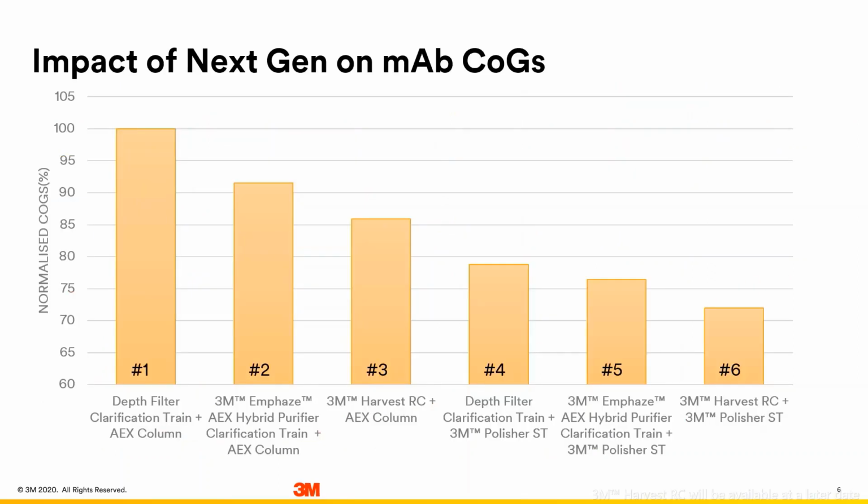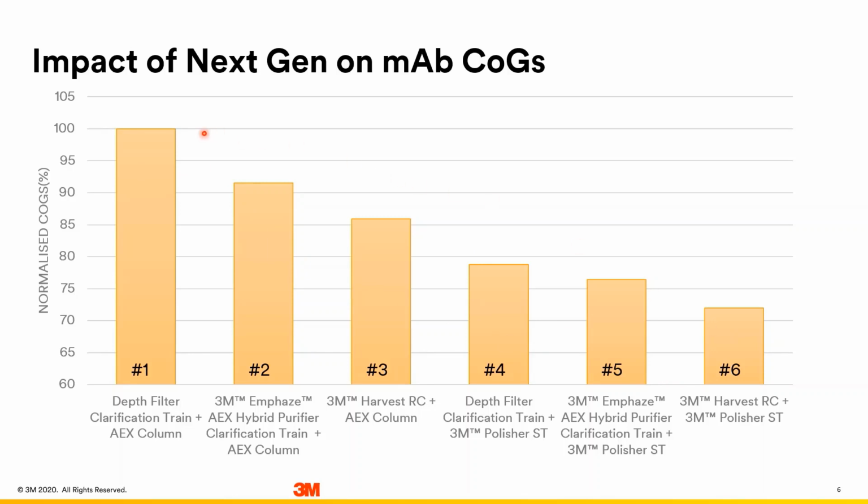Impact of next gen on monoclonal antibody cost of goods. So let's have a look now at the impact of those different processes that we modeled on cost of goods. So this is the cost per gram of manufacturing the monoclonal antibody product, but this is normalized because we are interested in the relative cost, so the change in cost as we move through the different iterations of the process. So number 1 is the baseline process, number 6 is the next gen process, and 2, 3, 4, and 5 are the various iterations needed to go from 1 to 6.